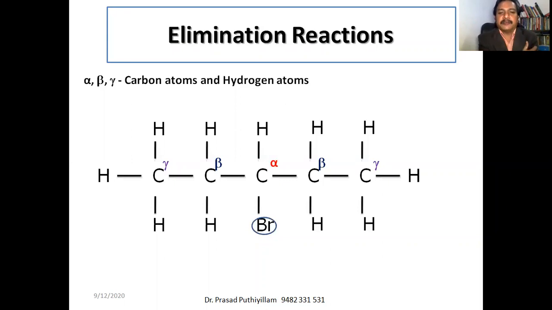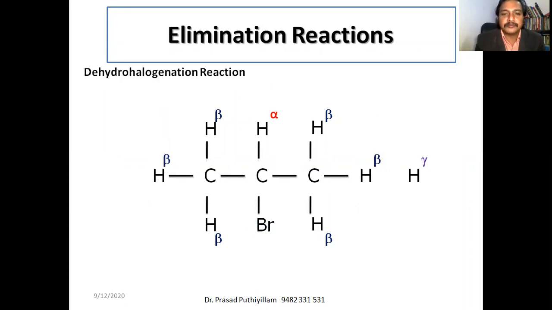The hydrogen atom which is connected to the alpha carbon, we can call alpha hydrogen. Easy to give the name. And the hydrogens which are connected to the beta carbon, we call beta hydrogens. So here four beta hydrogen atoms are there. And the hydrogen atoms which are connected to the gamma carbon, we call gamma hydrogens. So a total of 6 gamma hydrogens are there in this particular molecule. That is about alpha, beta, gamma carbon atoms and hydrogen atoms.